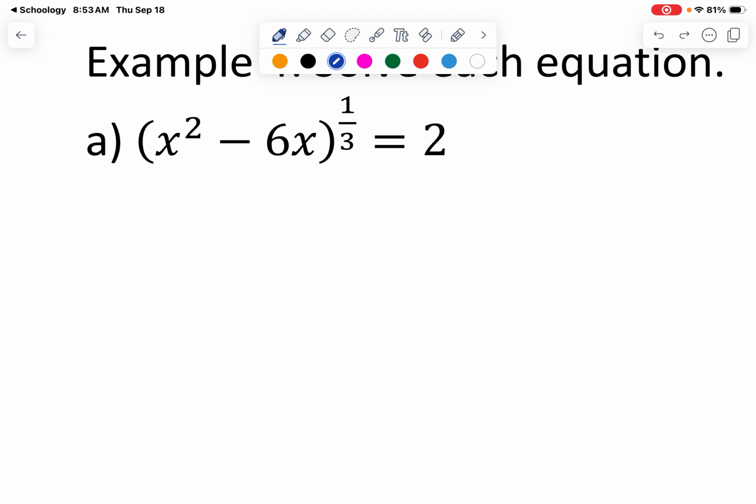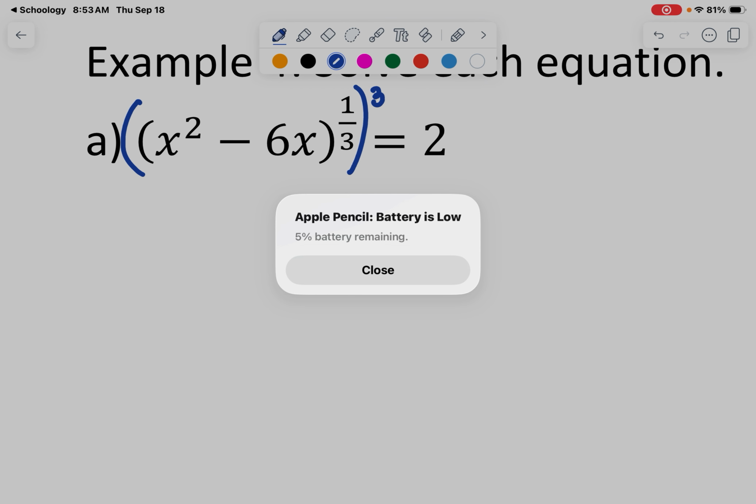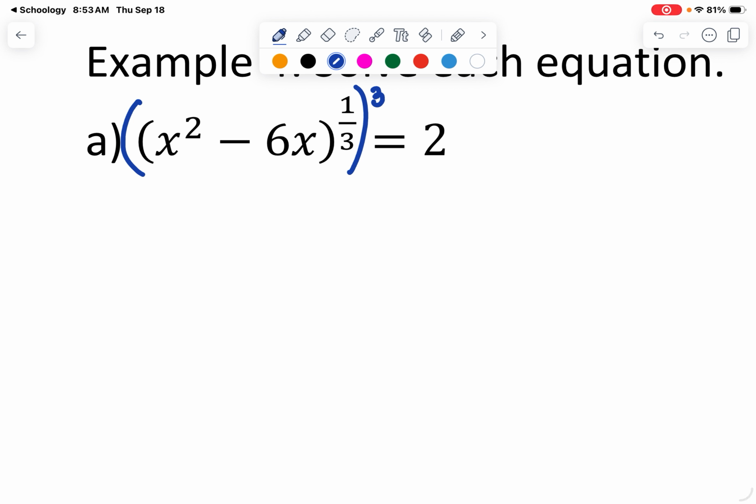So I'm going to bring this whole side of the equation to something so that 1/3 turns into a 1. What's going to make that happen? The third power, because 1/3 times 3 is 1, right? And it's a power to a power, so we multiply our exponents. What we do to one side, we have to do to the other, so I have to cube this side also. This 1/3 cancels out with this cube. We're left with x squared minus 6x is equal to 8.